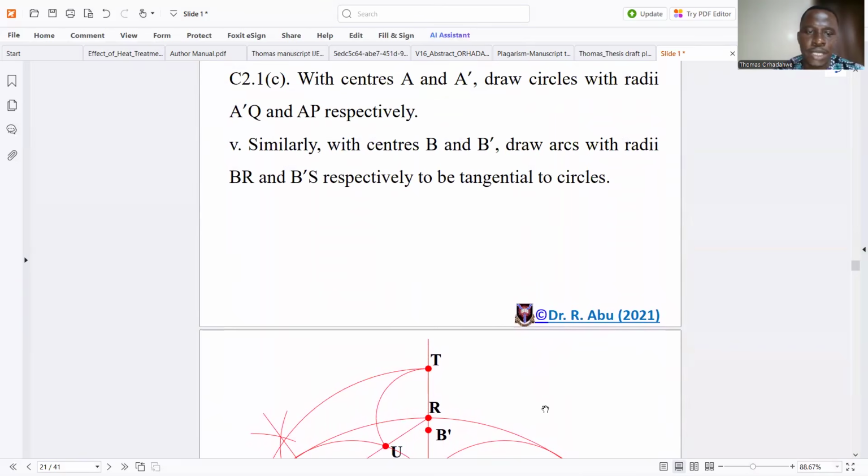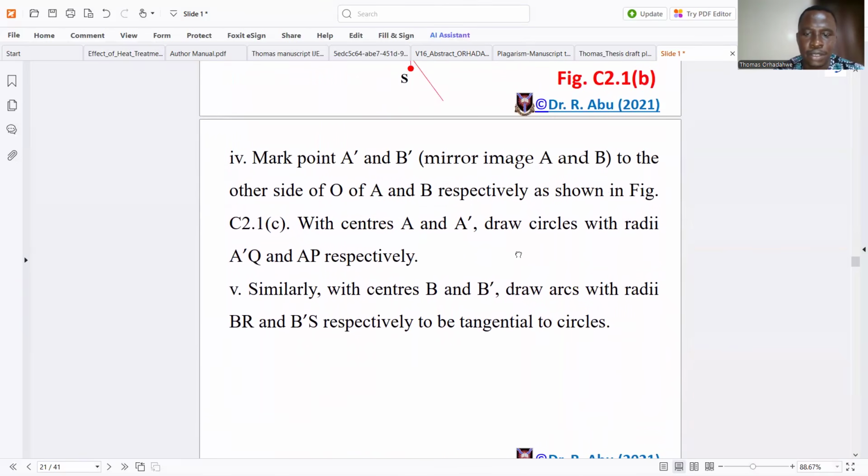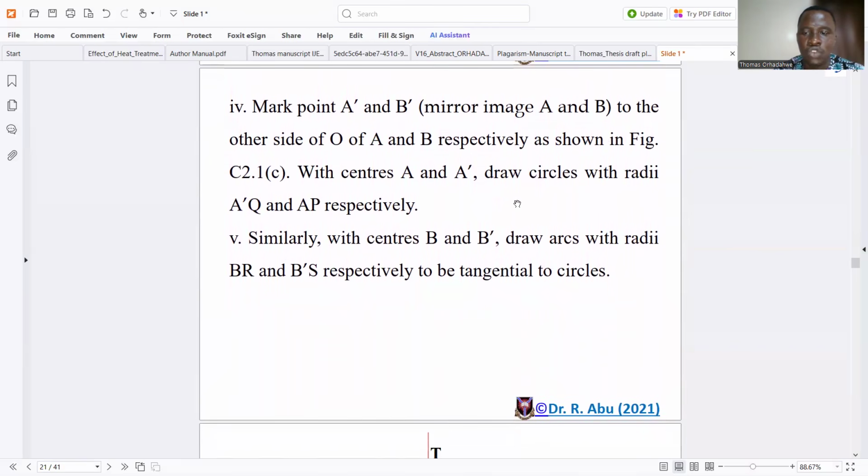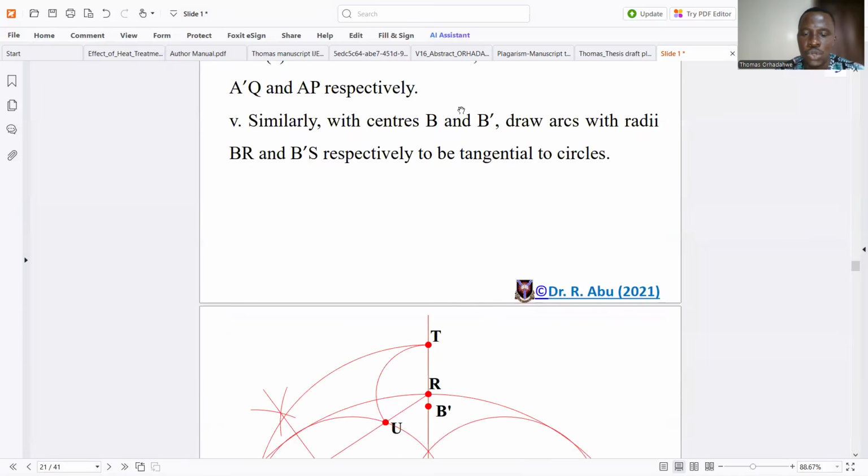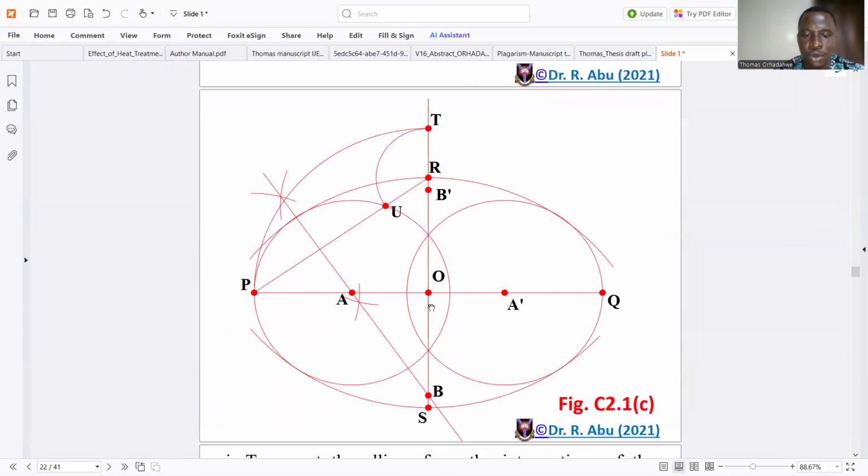So I haven't done this. Draw a circle with radius A prime Q and AP, with centers A and A prime. So what we're saying is that after you have gotten this, with center at A, open your compass to AP, draw a circle. Come also to A prime, open your compass to A prime Q, draw a circle. Okay?